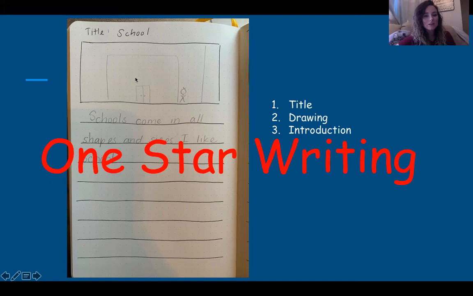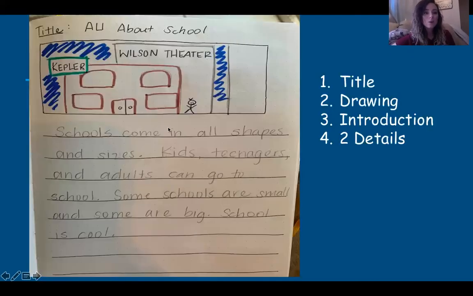You see, there's not really any details to the picture here. There's no coloring. It's just kind of light drawing. And it only has the title, drawing, and introduction. You need way more to be a 3-star writer. This next one says, all about school. Looks like there's a little typo up there. Schools come in all shapes and sizes. Kids, teenagers, and adults can go to school. Some schools are small and some schools are big. School is cool. Although it's fun and it rhymes, it does say it has a title, drawing, introduction, and 2 details. But is that really 3-star writing?